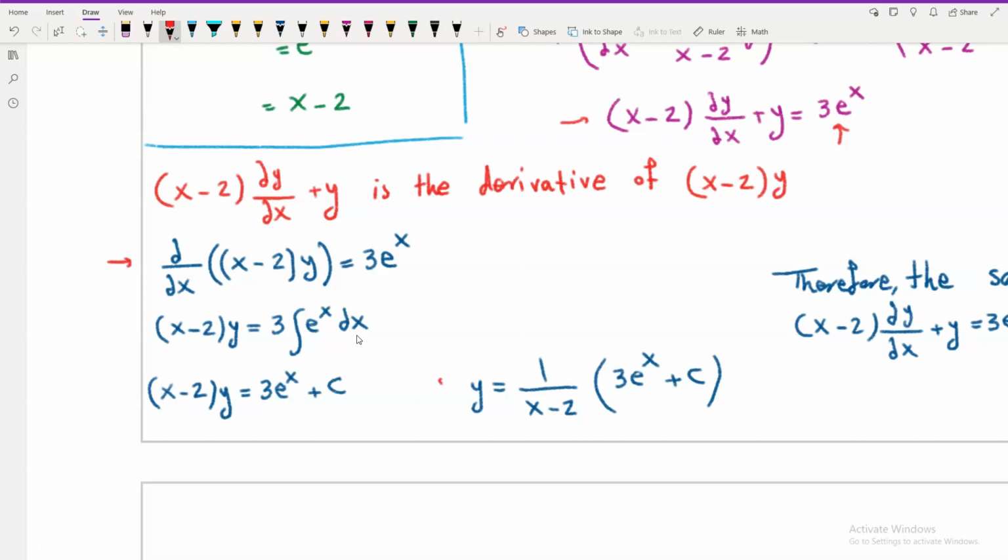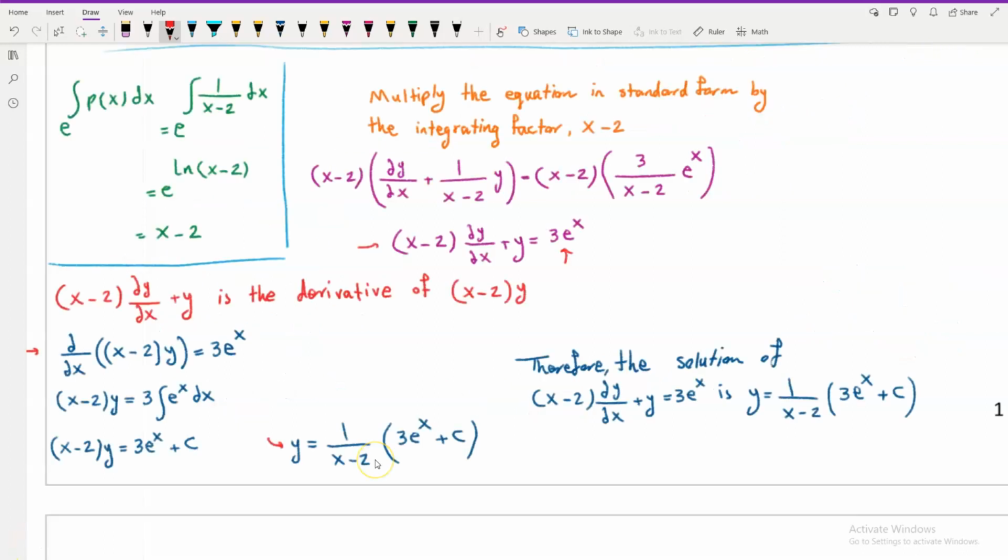So what we have here, y equal to 1/(x - 2) times (3e^x + c). So this is our solution. The solution of (x - 2) dy/dx + y = 3e^x is y = 1/(x - 2) times (3e^x + c). So this is our answer for this part.